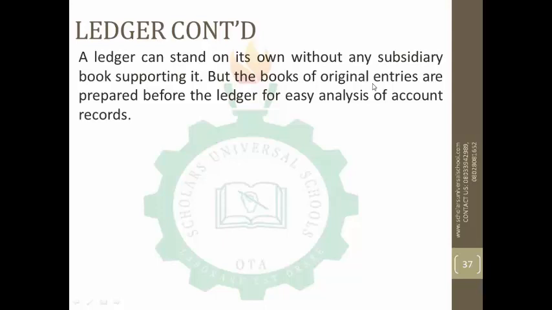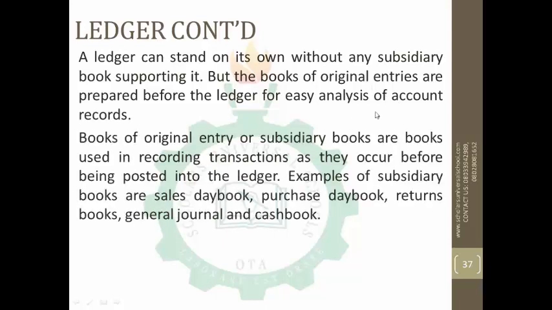That is to reflect, or to show, that we have collected money from so and so person. Are you getting me? Now, that cash book is one of the types of books of original entry. We said books of original entry are books used in recording transactions as they occur before they are posted into the ledger. And when we say subsidiary books, we are still saying the same thing.